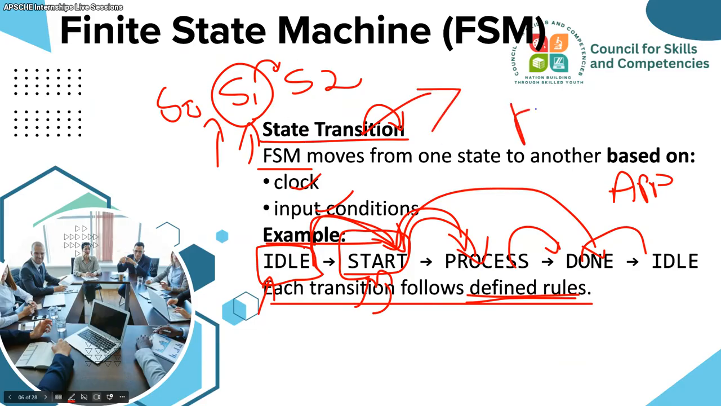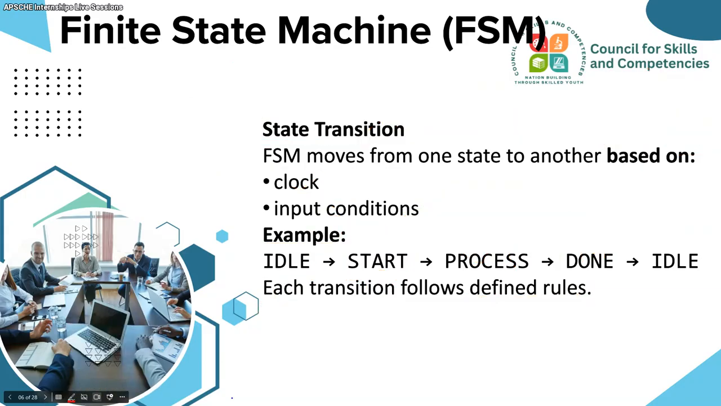So for the finite state machine, the first thing is that it has a state. The second thing, it wants to move from one state to another state. That is called state transition. That will happen depending upon the clock and the input condition, and that is predefined. We will predefine that when we design our system. This we will also design.